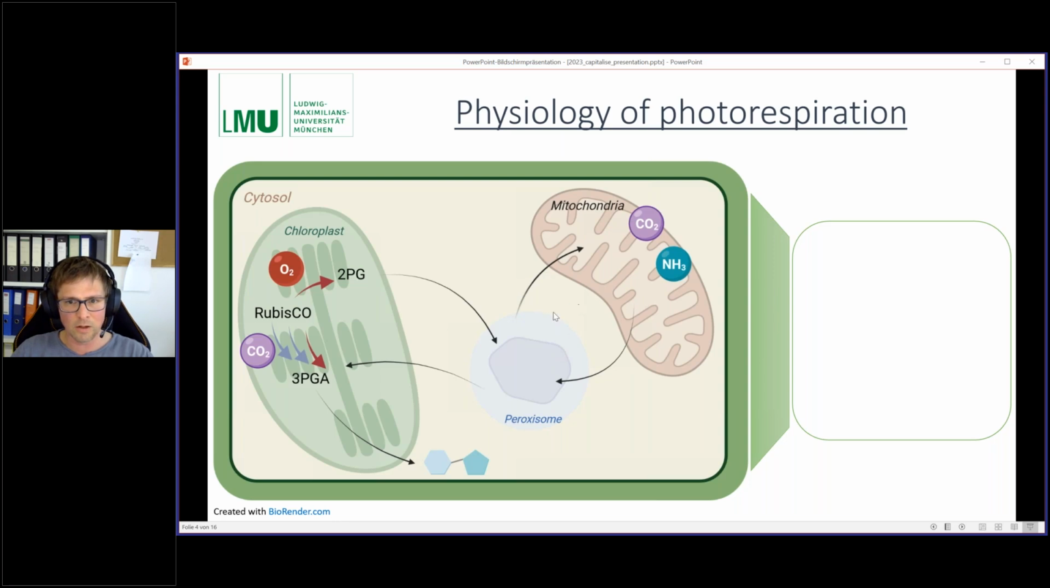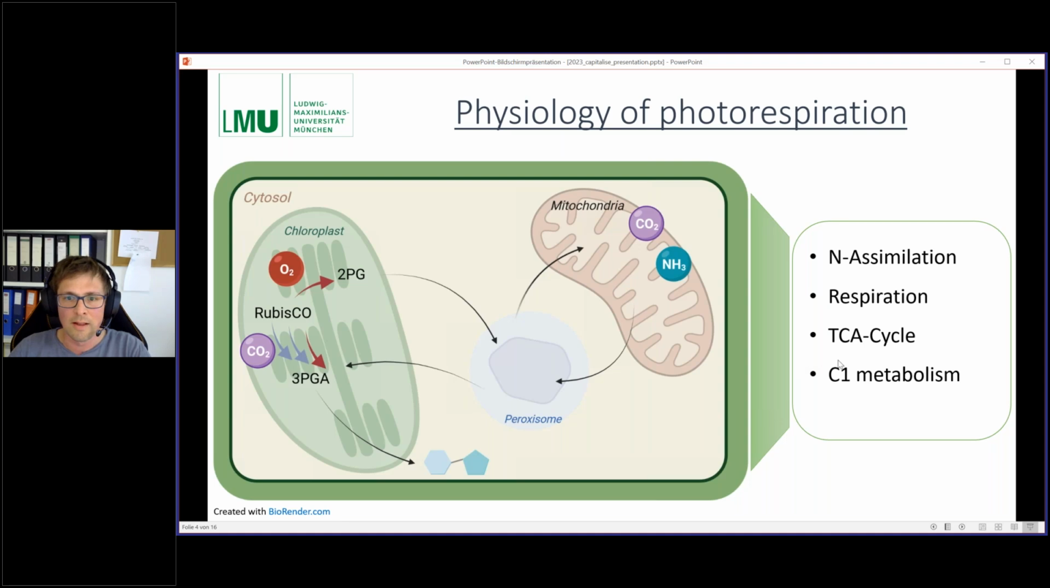And there are lots of questions related to this pathway, and lots of great studies have shown what this pathway might comprise and affect. I just give you some ideas here. It is heavily involved, of course, in the carbon-nitrogen interface. So it plays a role in nitrogen assimilation, mitochondrial respiration. We have learned that there's an interconnection to the TCA cycle in the mitochondria, of course. It is contributing to C1 metabolism by providing activated intermediates, but it also touches sulfur metabolism, for example.